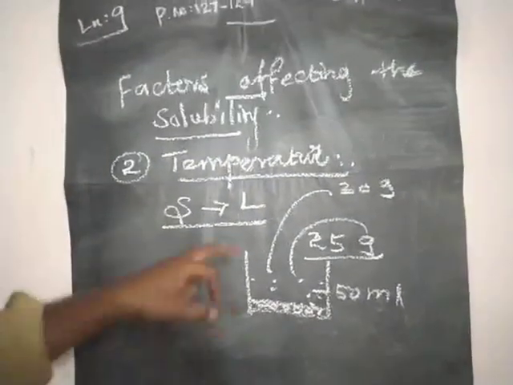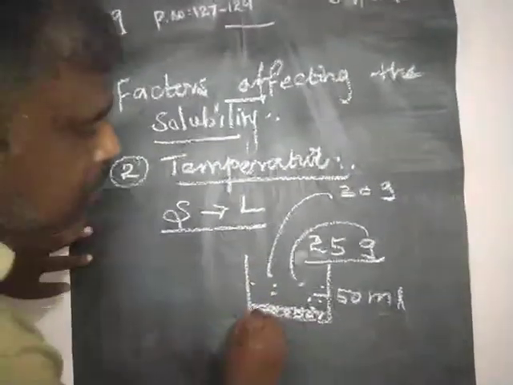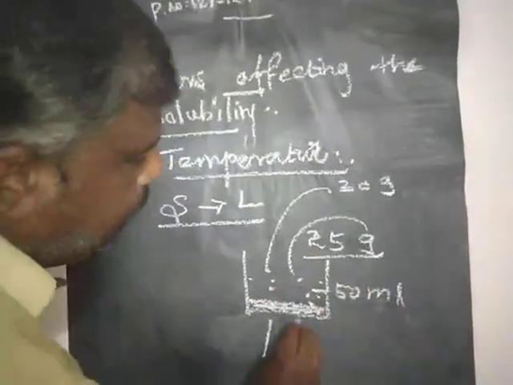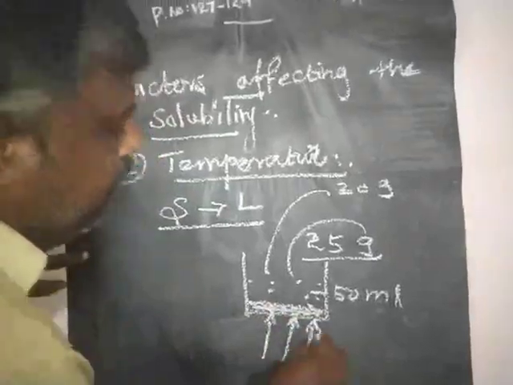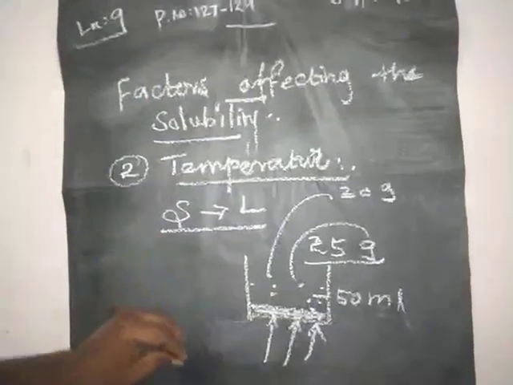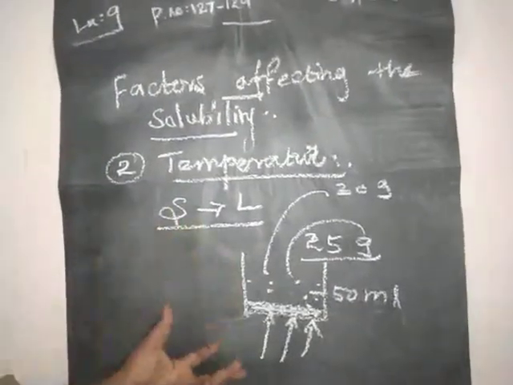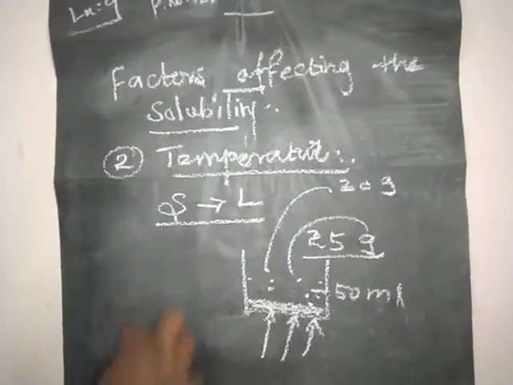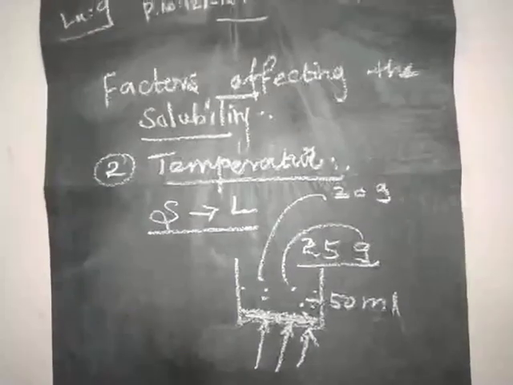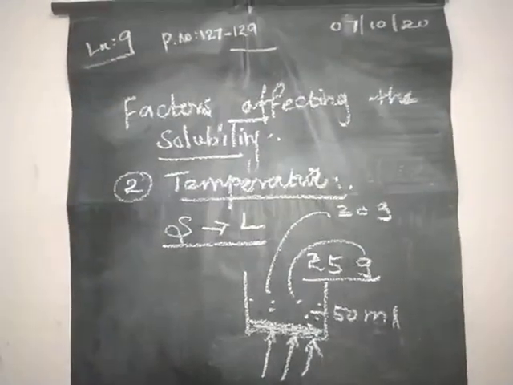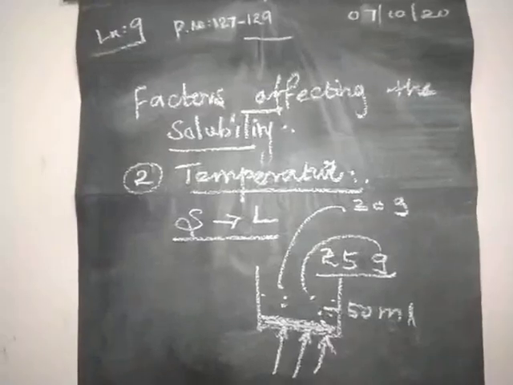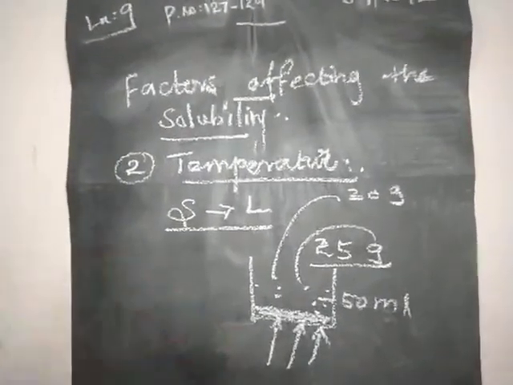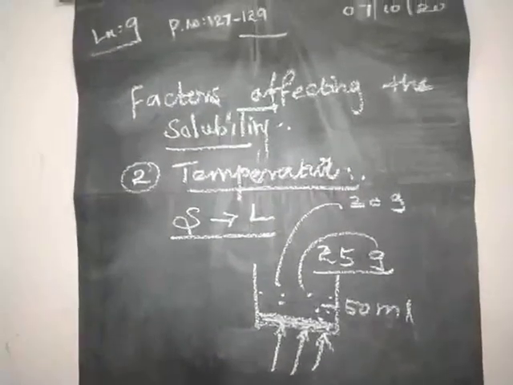So if we want to make it dissolve in that particular solvent, we may apply temperature. Automatically the excess solute present in the beaker will dissolve in the given solvent. So temperature is also one of the factors. For example, a greater amount of sugar will dissolve in warm water than in ordinary water.